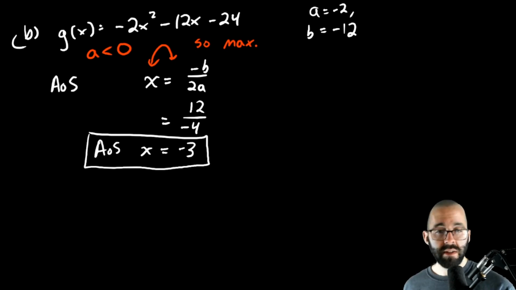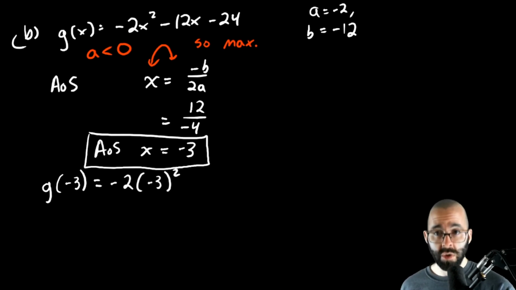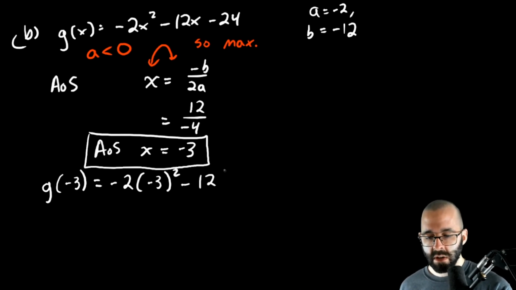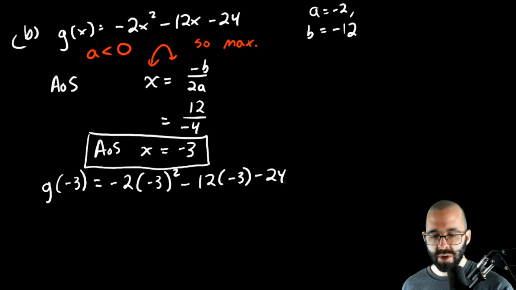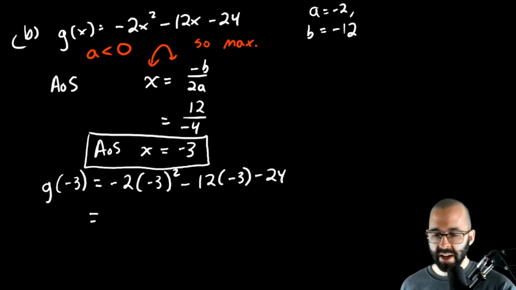We need the y-coordinate to find the vertex. So plug this in. When the x-coordinate is -3, what's the y-coordinate? That's going to be -2 times (-3) squared. Make sure you use parentheses here. That's very important. Minus 12 times -3 minus 24. I shouldn't do this in my head, but let's give it a shot. See if I have to correct this video. That's +9 times -2, which is -18. -18 plus 36 is +18. +18 minus 24 is -6. Let me know if this is wrong and I'll update the video, but it should be -6.